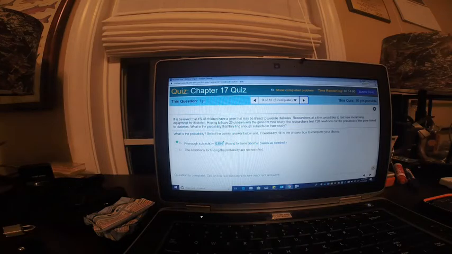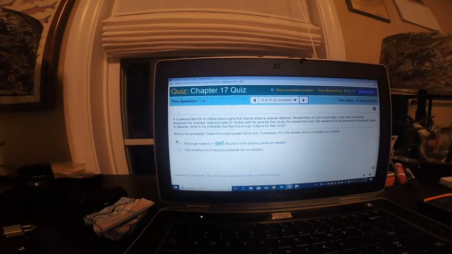Question says, it is believed that 4% of children have a gene that may be linked to juvenile diabetes. Researchers at a firm would like to test new monitoring equipment for diabetes. Hoping to have 23 children with the gene for their study, the researchers test 728 newborns for the presence of the gene linked to diabetes. What is the probability they find enough subjects for their study?